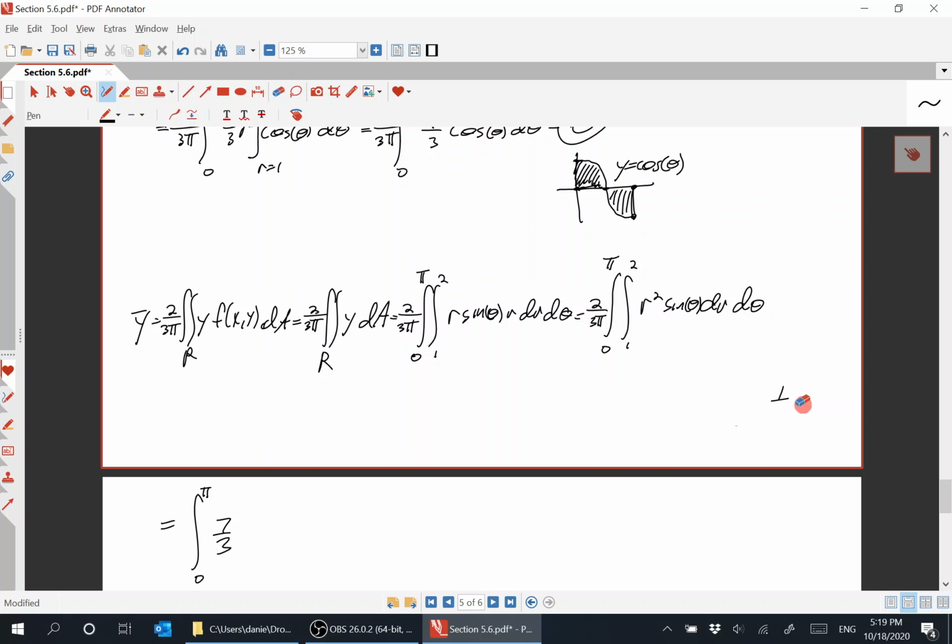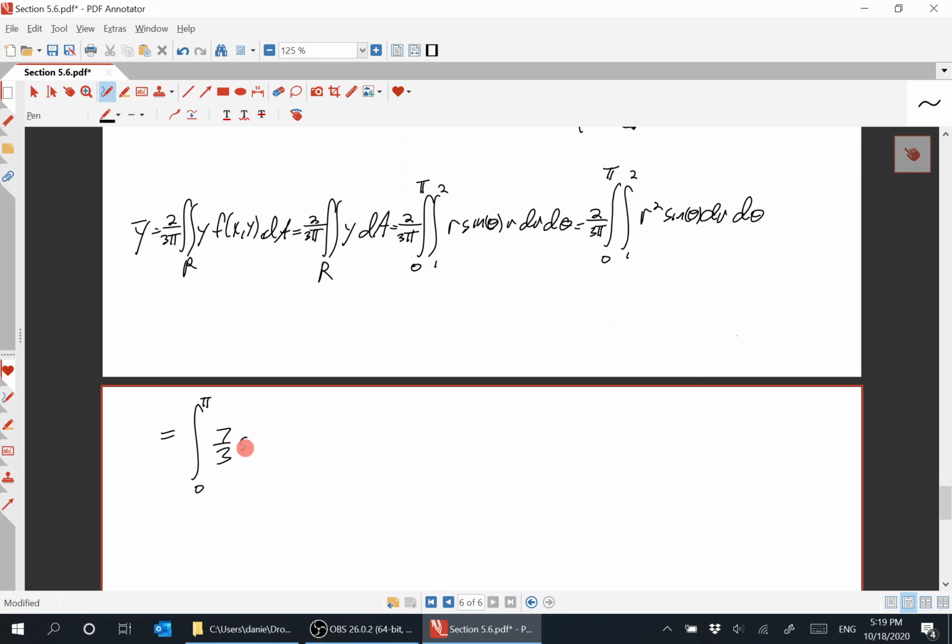So that was 7/3 sine theta d theta, times 2 over 3 pi. So this is equal to 14 over 9 pi, antiderivative of sine is negative cosine, from 0 to pi. So negative cosine of pi is 1, plus, minus cosine of 0, that's 2. So that's 28 over 9 pi, which is approximately what?